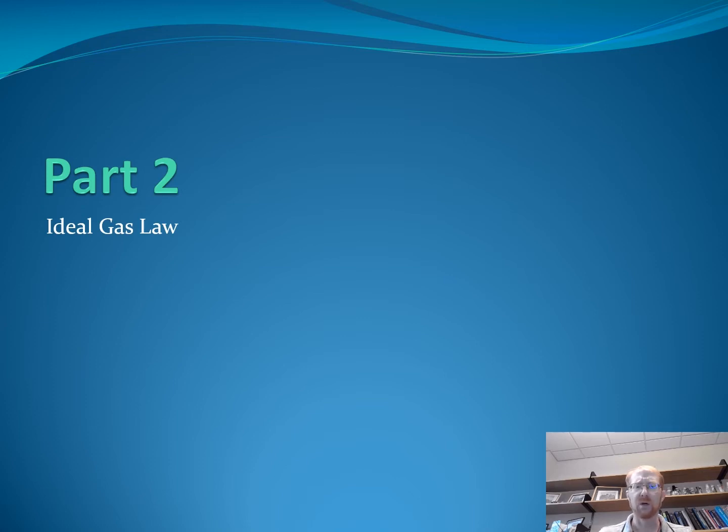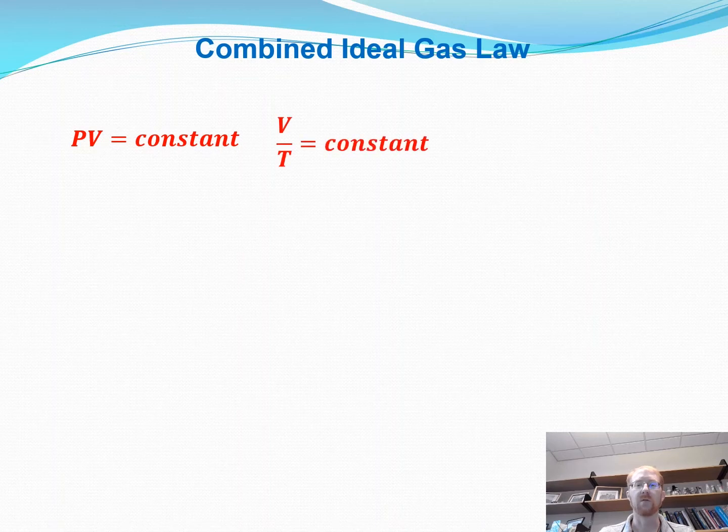All right, so our combined ideal gas law is going to take our three gas laws. Pressure times volume equals a constant, volume divided by temperature equals a constant, and volume divided by number of moles equals a constant. And if this is all the same species, all the same gas molecule, all these constants are going to be the same. So we can combine these all together to form PV equals nRT.